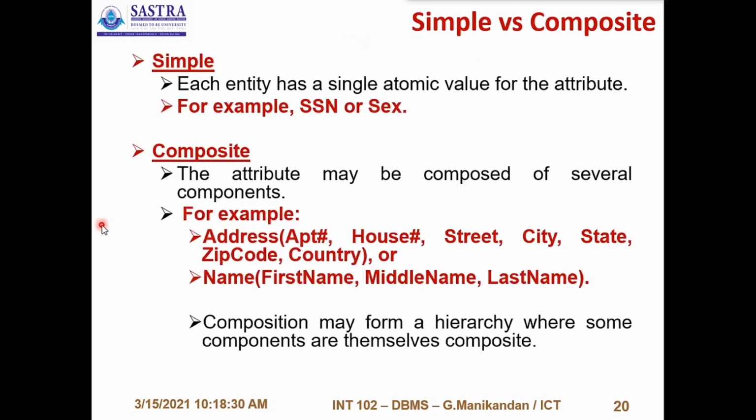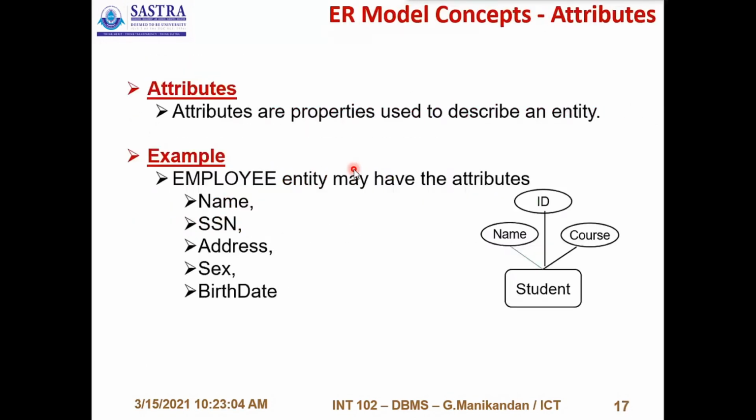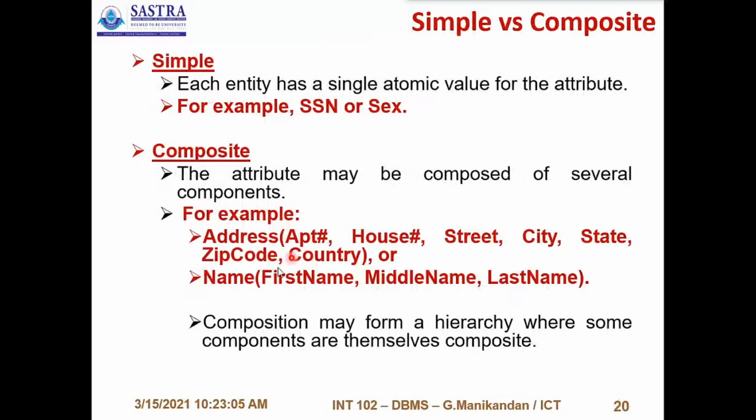For example, if you take our ER diagram, see here, your SSN is an example for a simple attribute. Your name is an example for a composite attribute. So this name is further subdivided into first name, middle name, and the last name. So here they have modeled this address. Now what I am trying to say is, immediately by seeing this example, don't assume that wherever I am going to use the attribute address, always it is going to be a composite attribute.